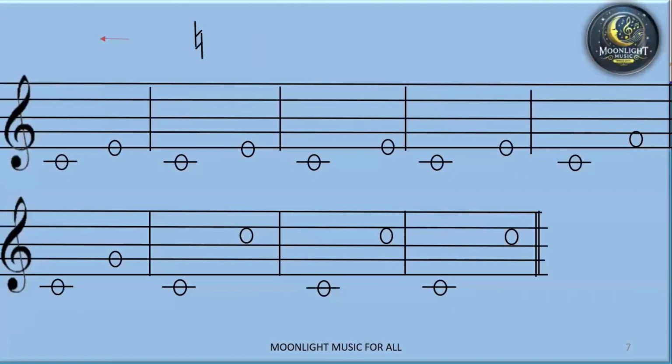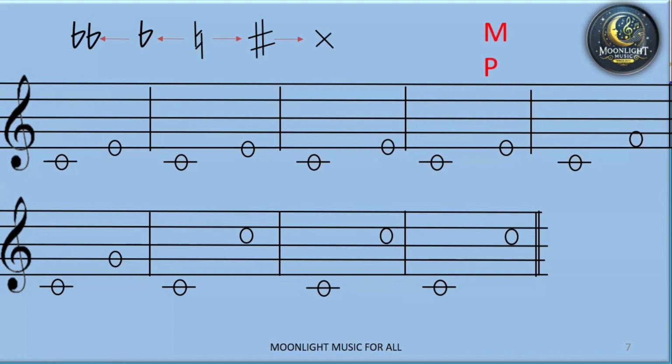Before we move on, tell me what happens when we lower a natural note. It becomes a, yes, flat. If you lower it again, it becomes a double flat. And what about when we raise a natural note? It becomes a sharp. If we raise it again, it becomes a double sharp. Now think of major and perfect as the natural state, right?